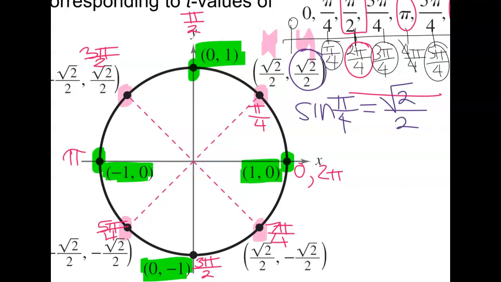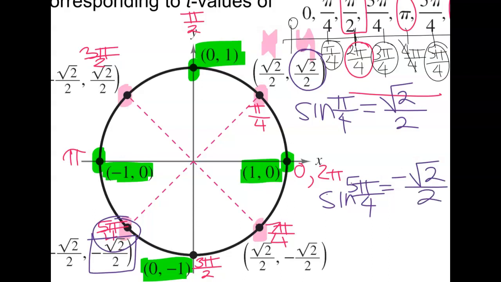If I ask you what is the sine of, let's say, 5 pi over 4, that will be the point corresponding to this angle, and the y value is here. So that will be the negative square root of 2 over 2.